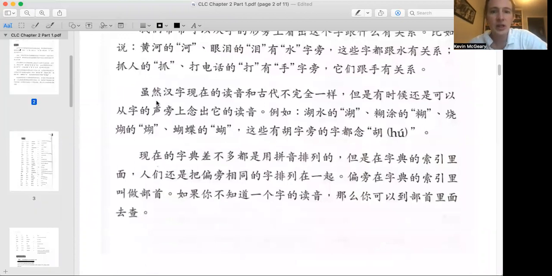虽然汉字现在的读音和古代不完全一样, even though characters' current pronunciations are not completely the same as in ancient times, 但是有时候还是可以从字的声旁上念出它的读音. We can see from a character's sound element its pronunciation. 例如, for example, 湖水的湖, the 湖 in lake, 糊涂的糊, the 糊 in 糊涂, confused, 烧糊的糊, the 糊 in 烧糊, burnt, 蝴蝶的蝴, the 蝴 in butterfly. 这些有胡字旁的字都念hu. Hu is also a very common family name in China. For example, Hu Jintao, the former president from 2002 to 2012.